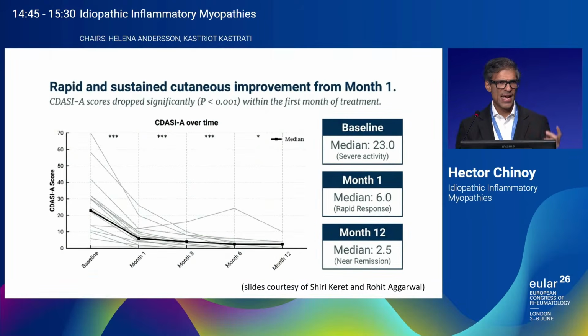I told you about the CDASI earlier on, and a higher CDASI indicates higher disease activity. You can see this marked drop over time of the CDASI with a median going from 23 down to 2.5 at month 12. So at least in a case series, this drug is showing some promise, even in patients who have failed JAK inhibition.